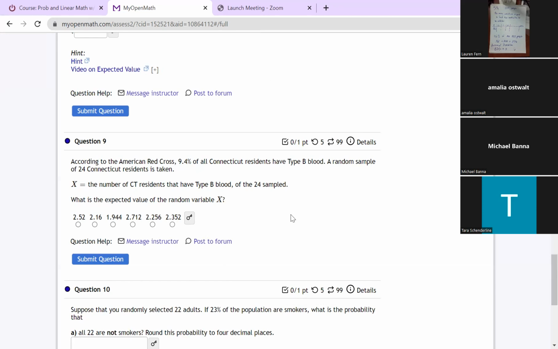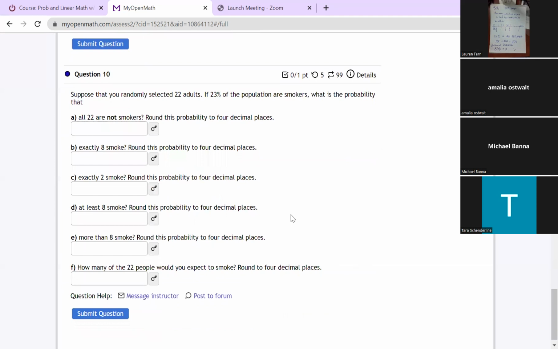And question number 10 is another opportunity for you to practice binomial. Question number 10 is another binomial. Again, the biggest hint I can give you for binomial is when a percentage is given to you, because that's the probability, it does not change.